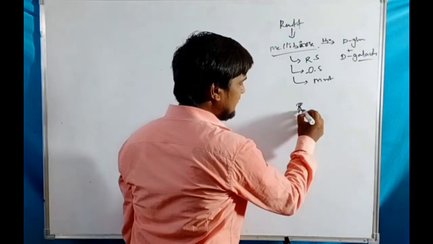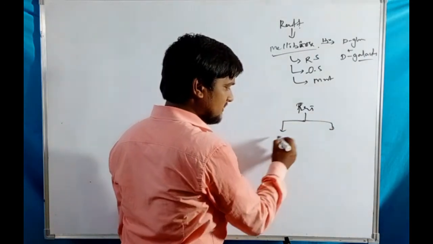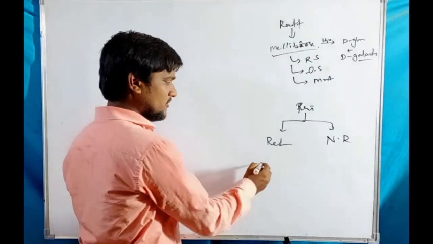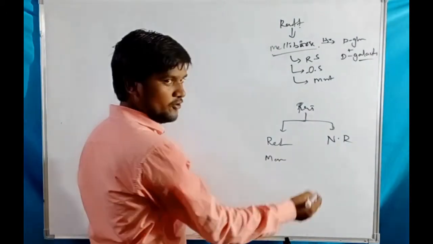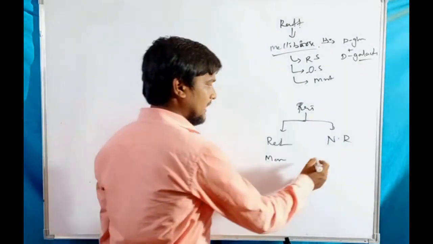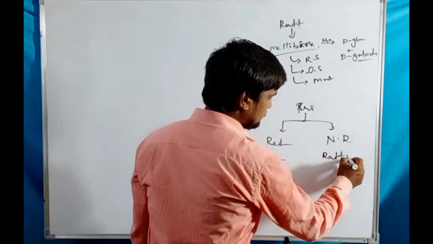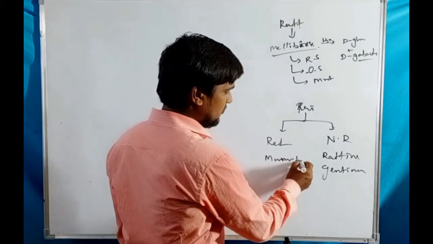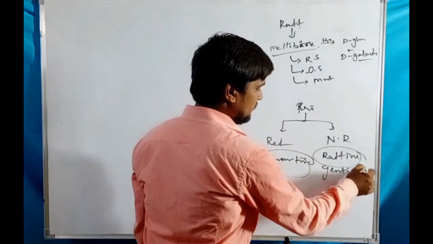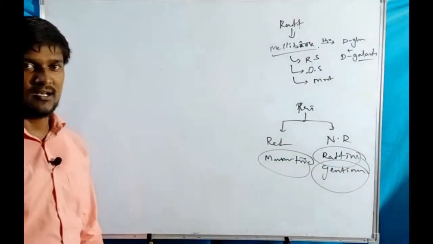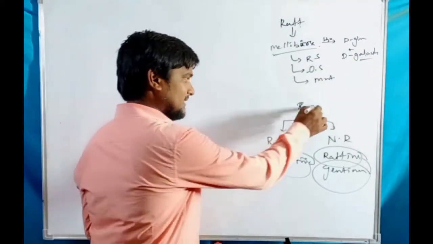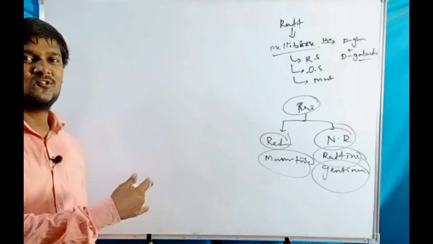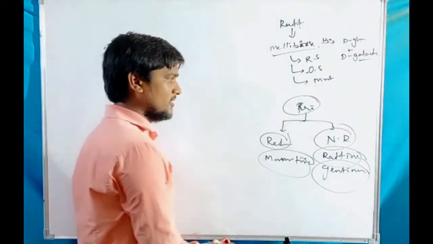Now, trisaccharides. Trisaccharides are of two types: reducing sugar trisaccharides and non-reducing sugar trisaccharides. Reducing sugar trisaccharide, like mannotriose. Non-reducing sugars are raffinose and gentianose. Okay, mannotriose is the reducing sugar, raffinose and gentianose are non-reducing sugars. In disaccharides, except sucrose, all are reducing sugars. Sucrose is the non-reducing sugar.